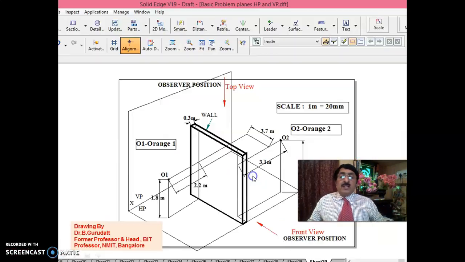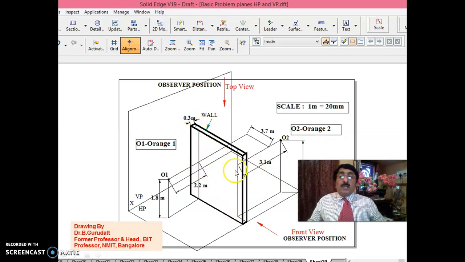Now you see here. Here you draw. I have shown the wall, just for this; you don't have to write it in the examination. I tell you what to do in the examination. This is only to make you know. This is the VP. This is the HP. Can you follow? And this is the wall, 0.3 meter thick.